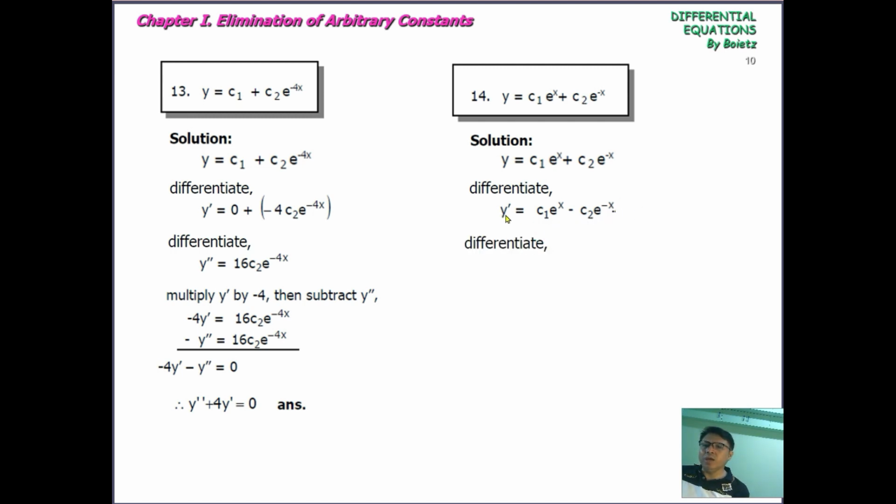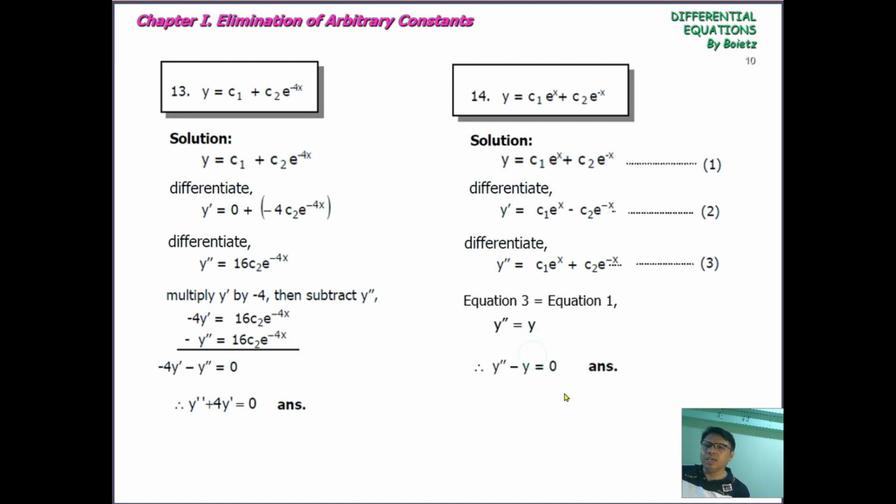Then differentiate again. Y prime is y double prime. Derivative nito is c1 e to the x ulit. Then ito, negative c2 e to the negative x times negative 1 or maging positive c2 e to the negative x. Call it equation 1, equation 2, and equation 3. And again, by equating equation 3 equals equation 1. So, y prime equals y. Then, lipat mo lang sa kabila. Therefore, y double prime minus y equals 0. And that is your final answer.